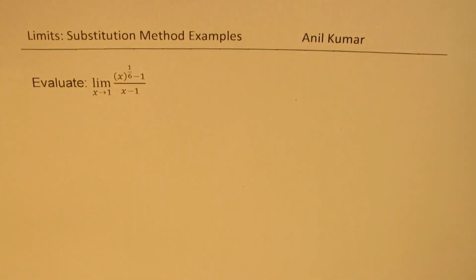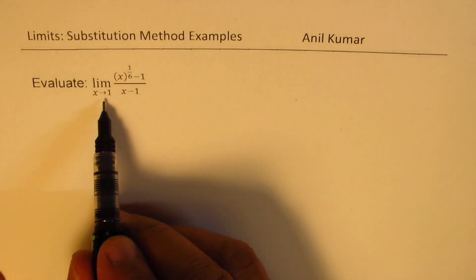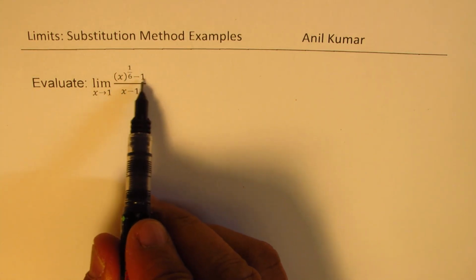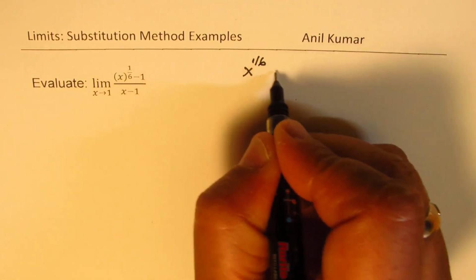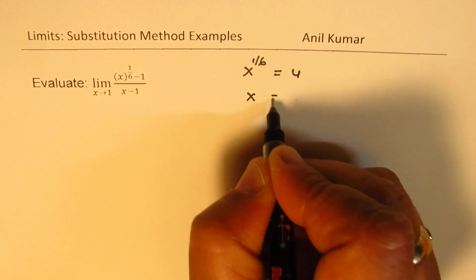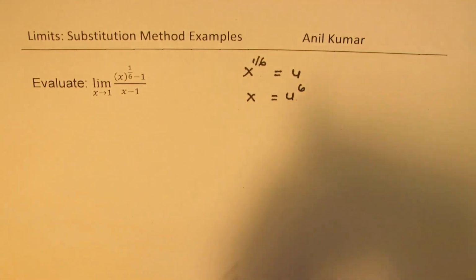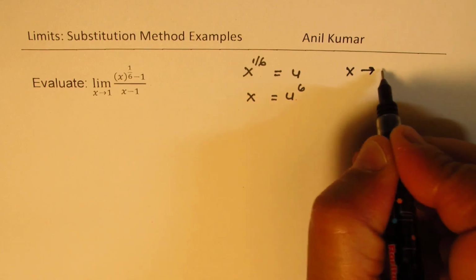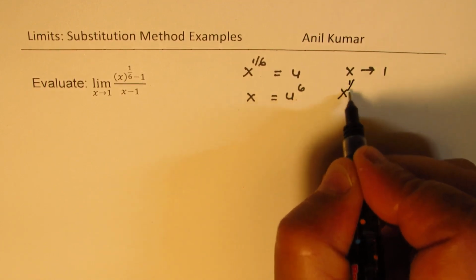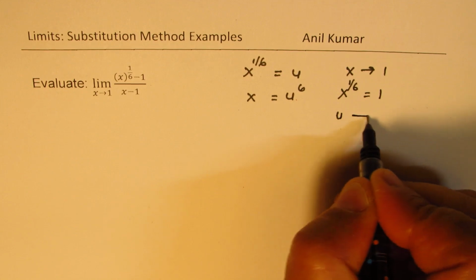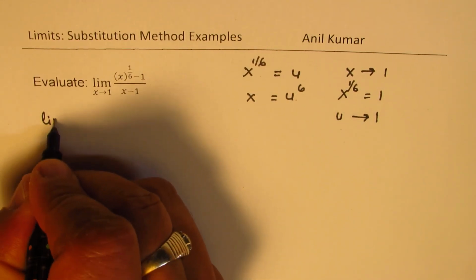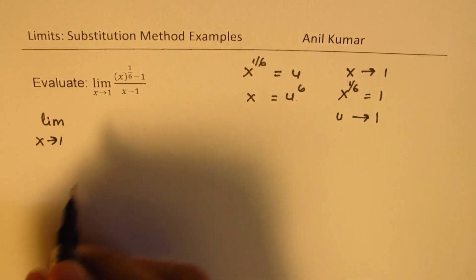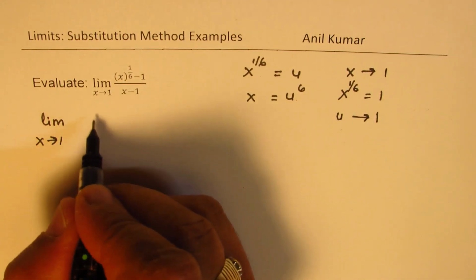Now let's take the last example here, which is limit x approaches 1, x to the power of 1 over 6 minus 1 over x minus 1. So here we'll substitute x to the power of 1 over 6 as u. That means x is u to the power of 6. Now clearly when x approaches 1, x to the power of 1 over 6 will be equal to 1, and therefore u also approaches 1. Correct?